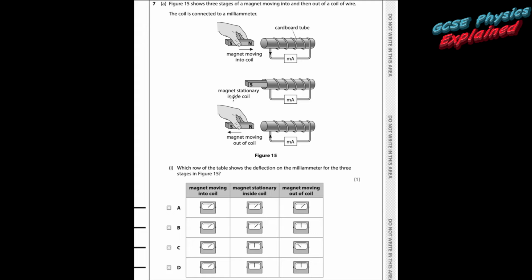Right, stage 2, magnet stationary inside the coil. Well, if it's stationary, you're not going to get any current. So, right, it could be any one of them according to that first bit, but according to stage 2, you're not going to get any current, so it's either that one or that one. And then stage 3, if you're pulling the north out, so you've pushed the north in there, now you're pulling the north out. Well, if pushing the north in gives you a deflection to the right, then pulling the north out is going to give you a deflection to the left. So it's this one. So your answer is C.